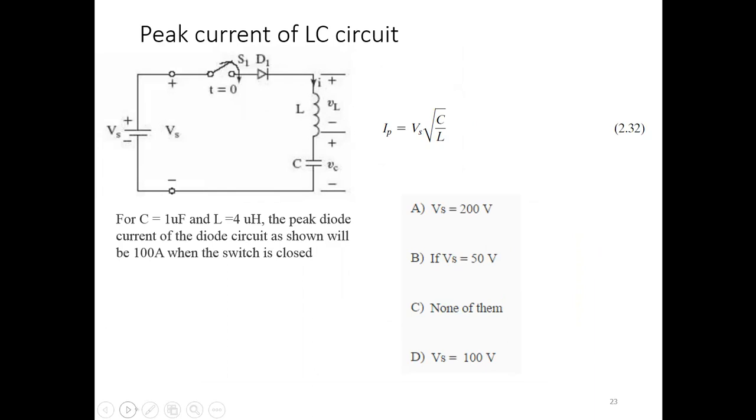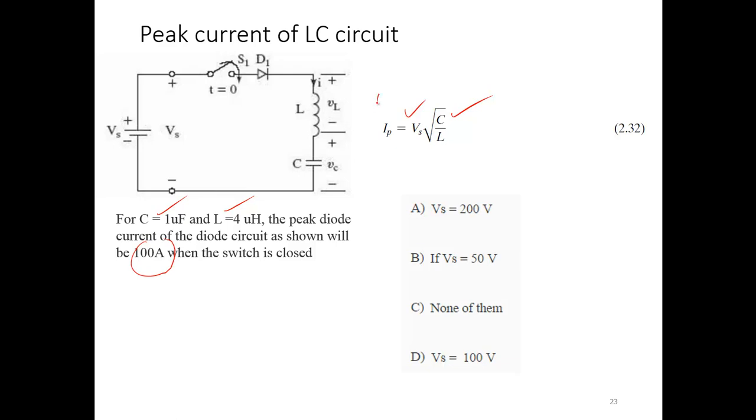Now, we are looking for the peak current. What is the peak current? If you look through the book, you can find that the peak current will be Vs times the square root of C by L. The example gives you a 1 microfarad capacitor and L, and the peak current will be 100 when the switch is closed.